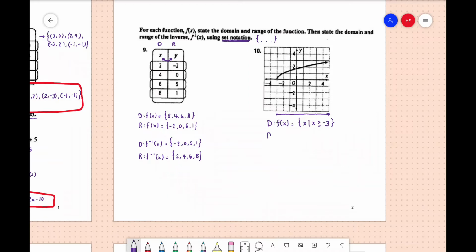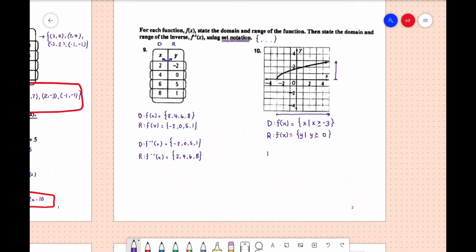The range of this original function is the set of all y's such that, so let's look. The y values looking up and down stop right here. There's no lower value than right here. And they go up, and there's an arrowhead, so they're going to continue on and on and on. So it's the set of all y's such that y is greater than or equal to, since we have a stopping point on the lower bound, and this lower y value is 0.